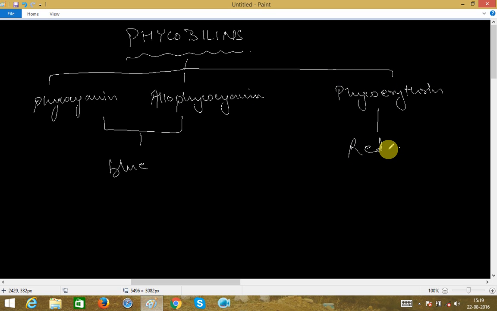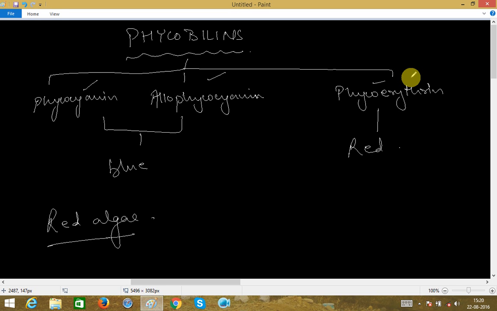Okay. In red algae, I told you that these phycobilins are present. This algae is having phycobilins. It is also having phycocyanin, allophycocyanin and phycoerythrin. All these three pigments are there in red algae. But why then is it appearing red in color? Why not blue? The reason is that the concentration of phycoerythrin is very, very high as compared to phycocyanin or allophycocyanin. That is why it is appearing red in color.